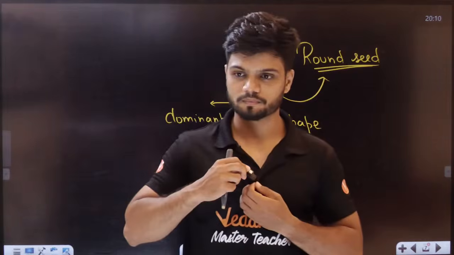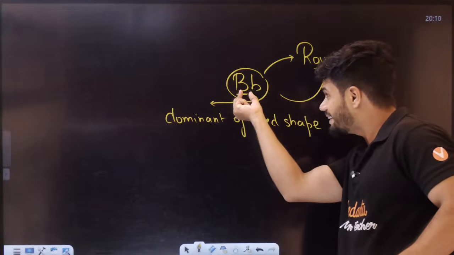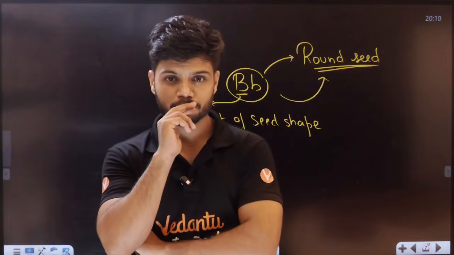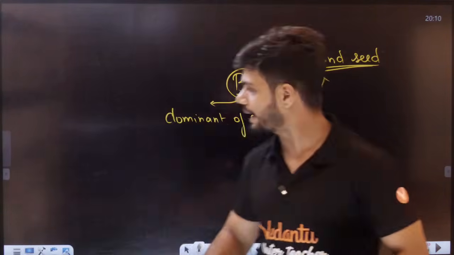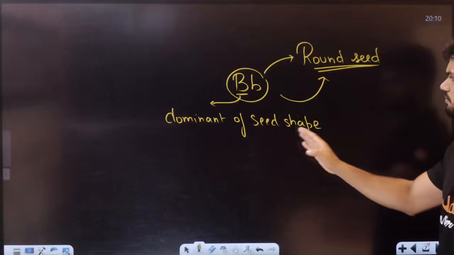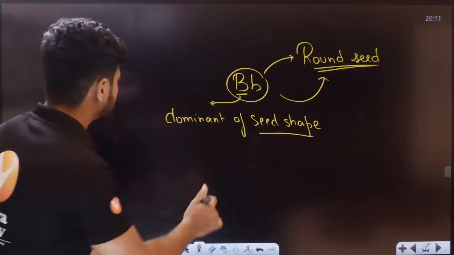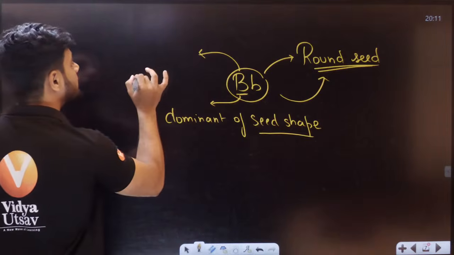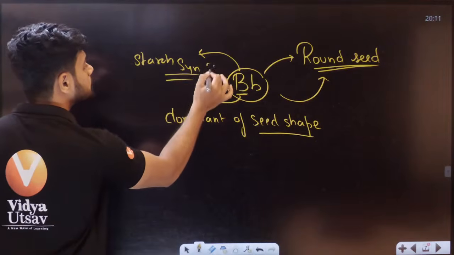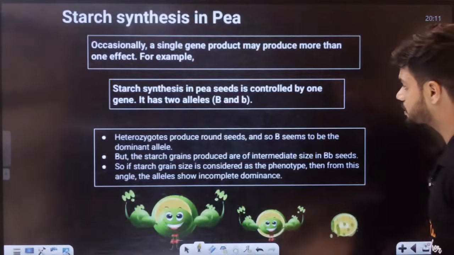Will be clear to all of you. Now, students, tell me, is it possible that this allele is dominant for all the traits? Is it possible that this allele is, let's say, dominant for round seed shape? But is it possible that this allele is dominant for, let's say, starch synthesis also? It is not. So that is what the concept is, students.